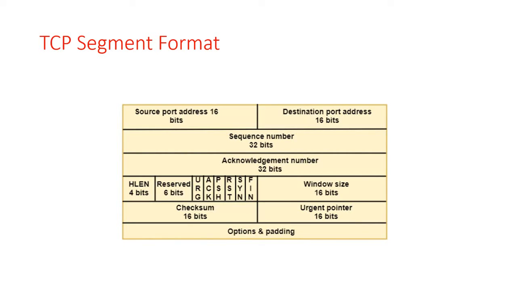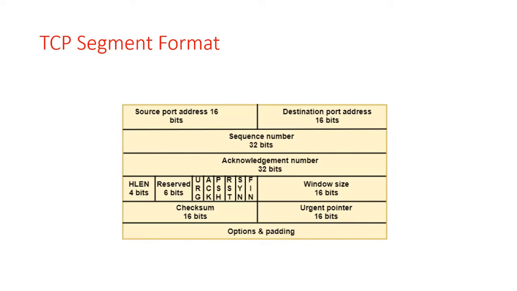The next is the header length, that is H length. This header length specifies the size of the TCP header in 32-bit words. The minimum size of the header is 5 words and the maximum size of a header is 15 words. Therefore, the maximum size of the TCP header is 60 bytes and the minimum size of the TCP header is 20 bytes. Okay, among all these, for header length we are using 4 bits only.